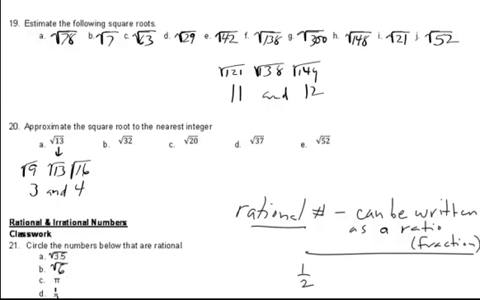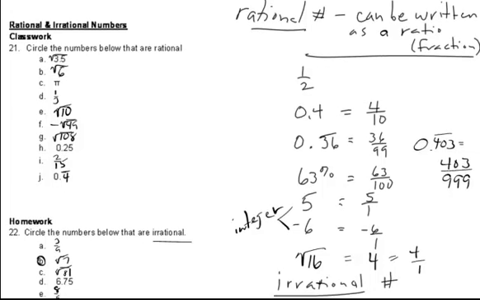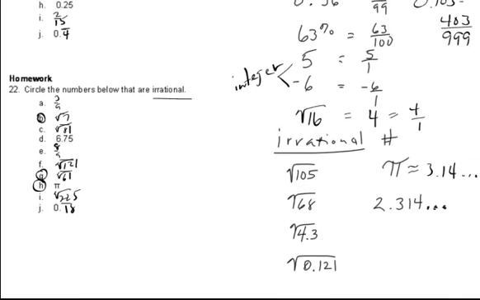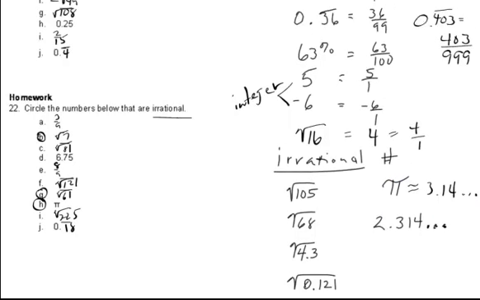So the first thing we talked about today is determining if a number is rational or irrational. Our rational numbers are fractions, decimals, repeating decimals, percents, integers, and the square roots of perfect squares. Our irrational numbers are the square roots of non-perfect squares, pi, which is a common irrational number, and any number that goes on forever and never repeats.